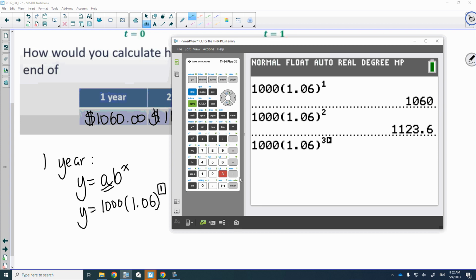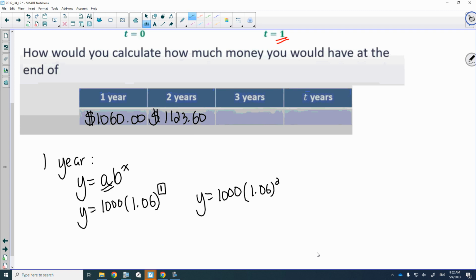At 3 years, we do the same thing. If we keep our money in for 3 years, they're going to pay us $1,191 and 2 cents. And then at T years, we don't know what T is. What they will pay us is our initial investment compounded annually at 6% for however many years we keep that investment in.